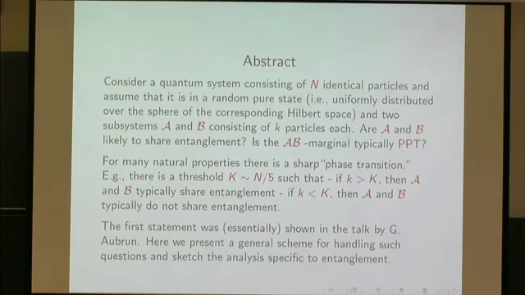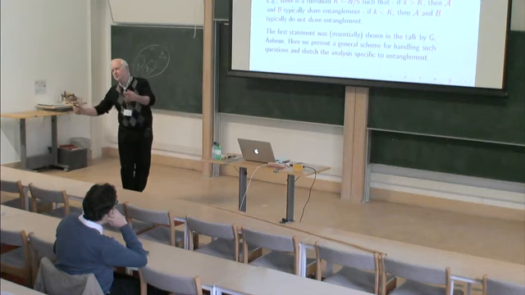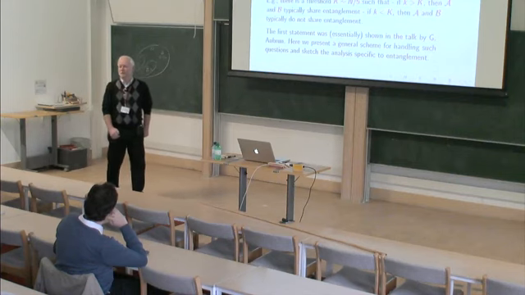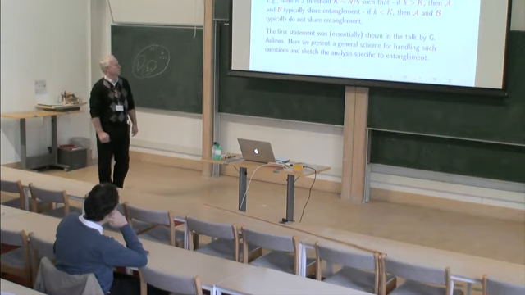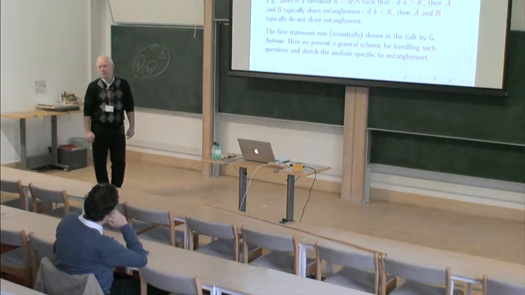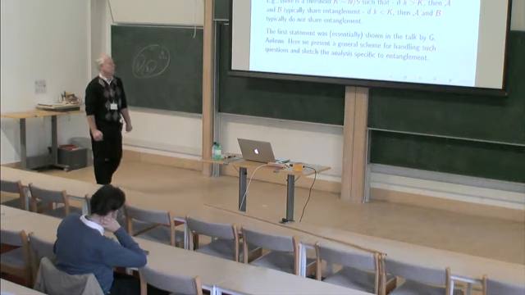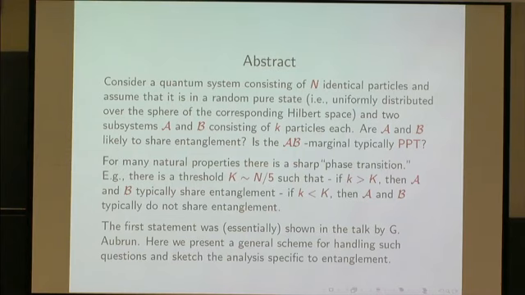And now we are considering the marginal distribution just of the system AB, and we ask all kinds of questions, like, for example, is that marginal, or that induced state, typically entangled? Is it typically PPT or APPT? Name it. So what I'm going to do is present a general scheme for handling such questions, exemplified in the case of entanglement.